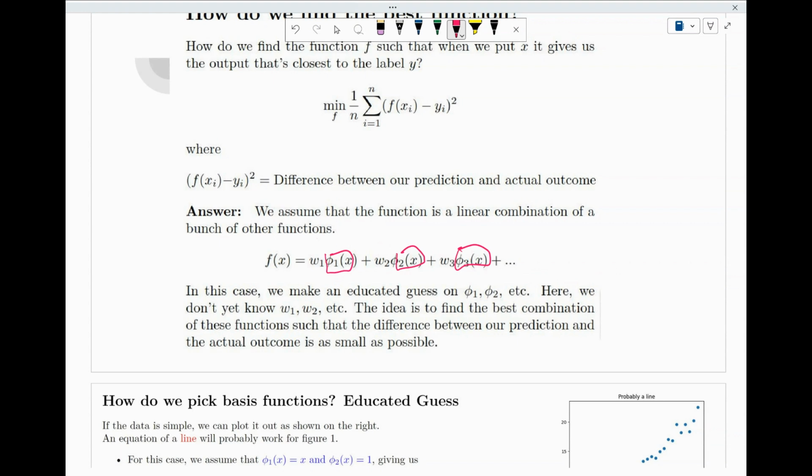And then if we can find the weights, the combinations of how they combine together to form this, then we found the function. So what we're saying is we're representing the function this way. And by making this representation, it allows us to solve this problem much easier.